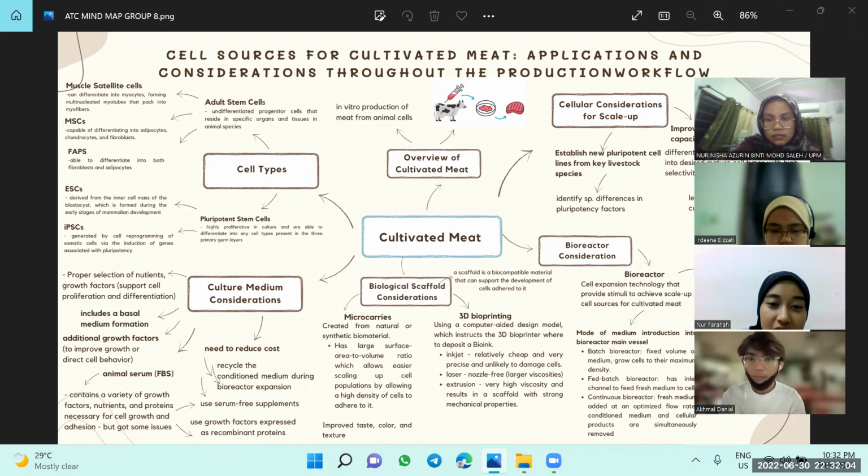So basically, cultivated meat is the in vitro production of meat from animal cells. So the steps consist of sourcing from animal cells. We basically obtain the cells from desired animals. Then the cells will differentiate into skeletal muscle that will then be sorted into the cell types of interest. The step will be followed by the bioreactor expansion that will then seed the cells in scaffold. And lastly, the cultivated meat will be produced.